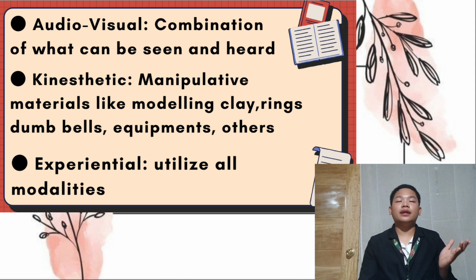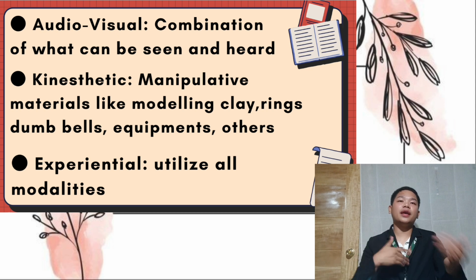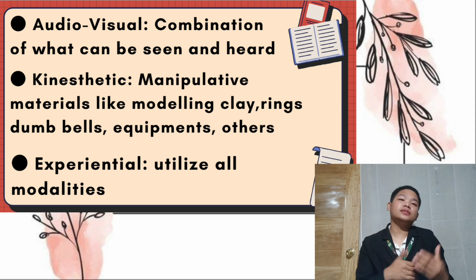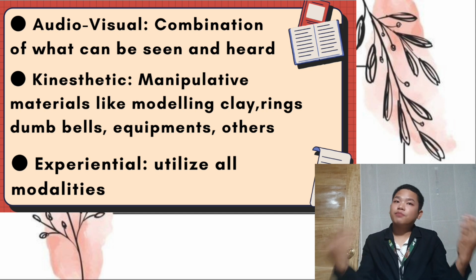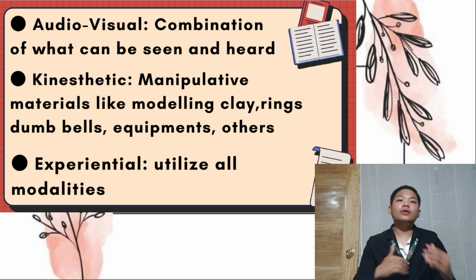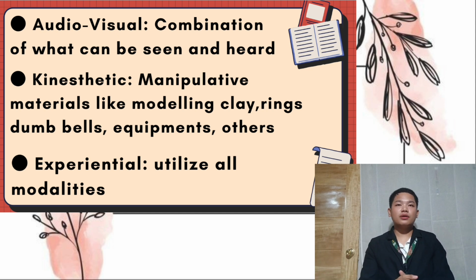Next is kinesthetic aids. This helps students learn by doing and touching. These are hands-on materials that students can manipulate, like building blocks, clay, or sports equipment. The focus is on physical activity and interaction. Last is experiential aids. This uses all the senses to help students learn. They often involve real-world activities and experiences like field trips, experiments, or simulations. The goal is to make learning engaging and memorable.